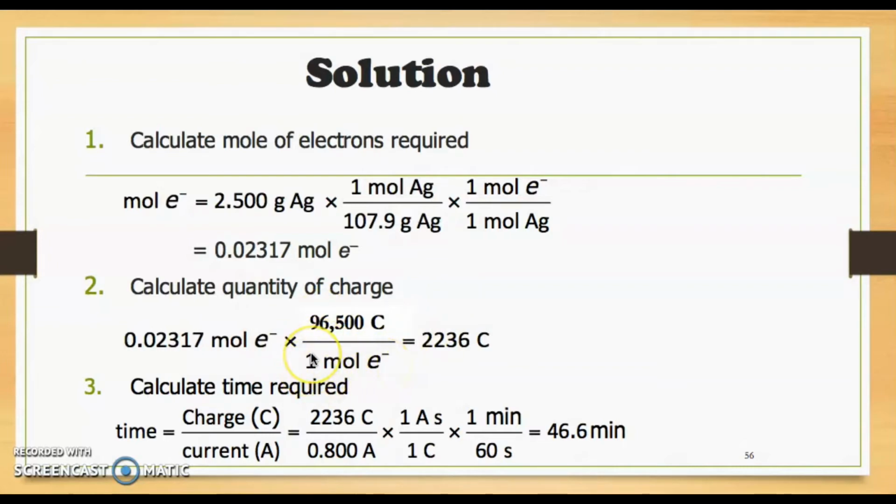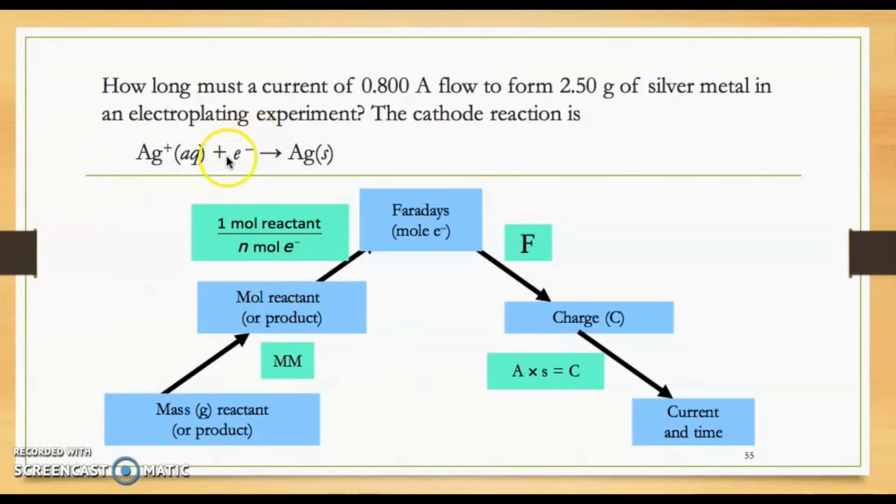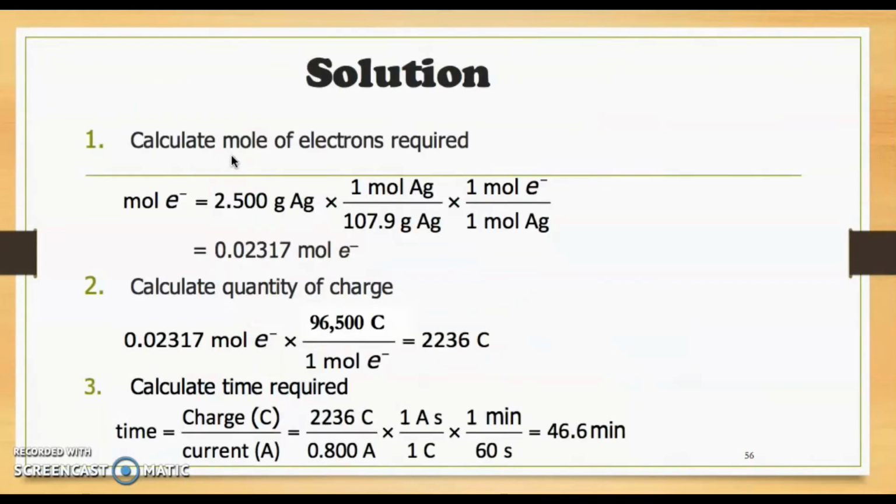So you divide by the 1 mole, n. This is the n, 1, because of 1 electron here. You multiply by Faraday's constant, 96,500 coulombs, and then calculate time required, charge divided by current, and this one you convert to the minutes. So the answer for time in minutes, or your answer in seconds is also acceptable, depends on the question.